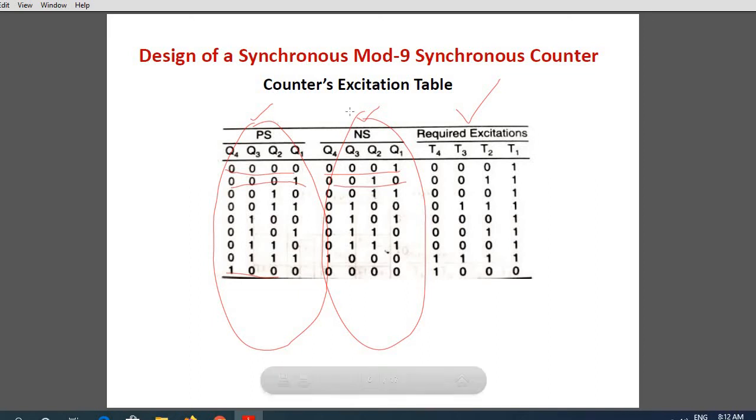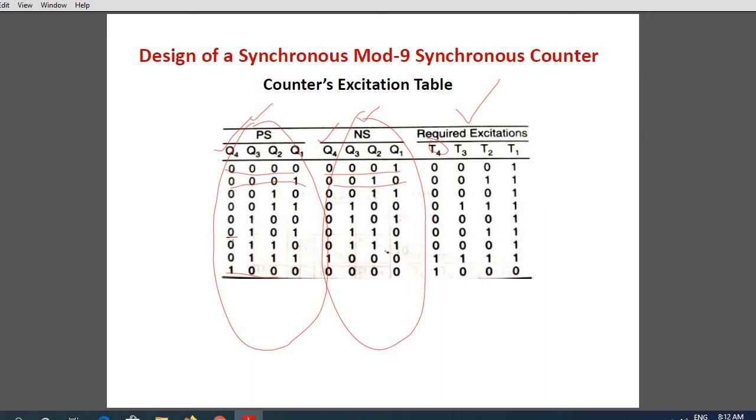Now, once you have the present state and the next state, you can write the required excitation. Using T flip-flop is always good. Why? Because in JK you have J and K inputs for each flip-flop. Here you have only a single input. So you just have 4 inputs corresponding to the 4 flip-flops, T4, T3, T2, T1. How can you create T4? Take Q4 in present state, Q4 in next state. This is your Qn and this is your Qn plus 1. And then find T4.